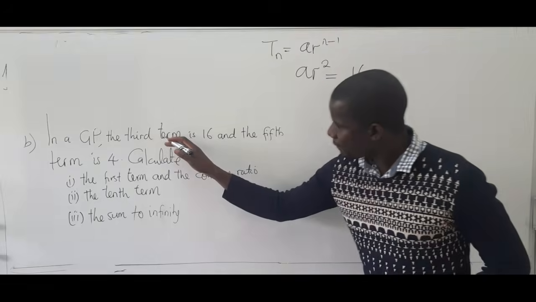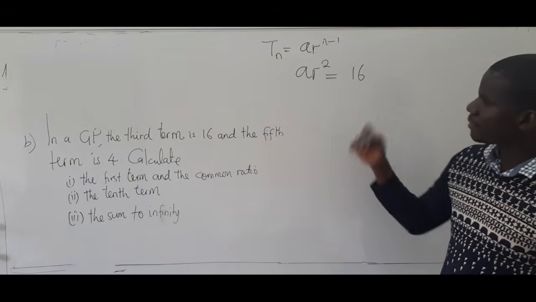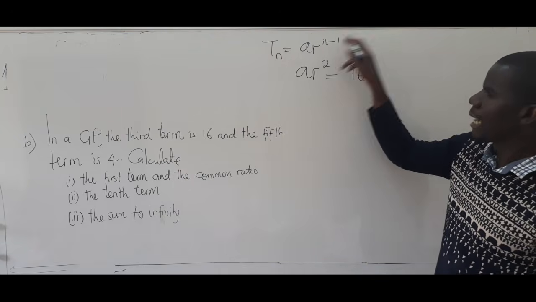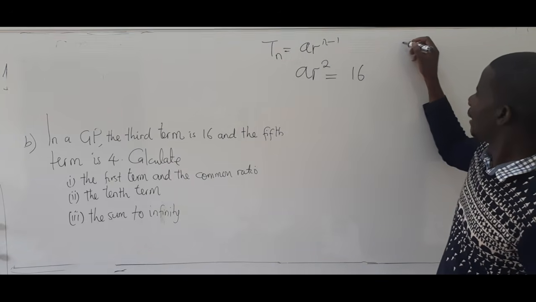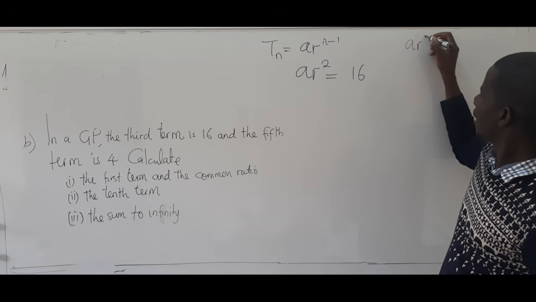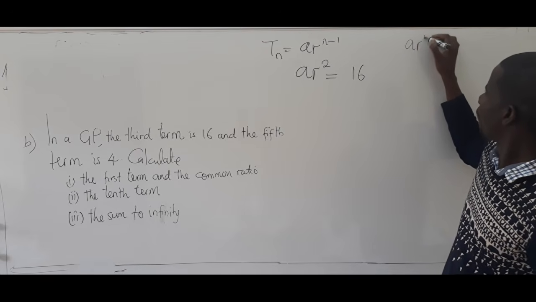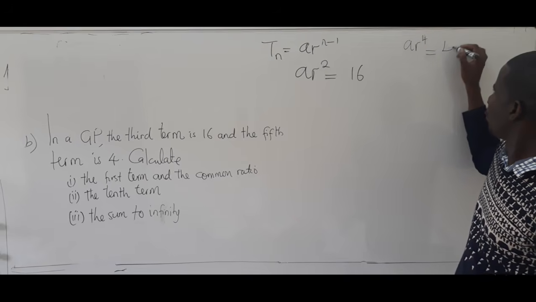Then the fifth term is 4. So it's going to be 5 minus 1. So we're going to say ar to the power 4 is equal to 4.